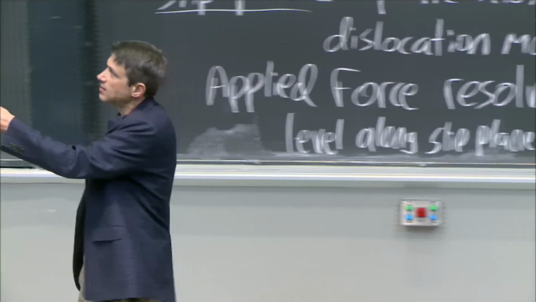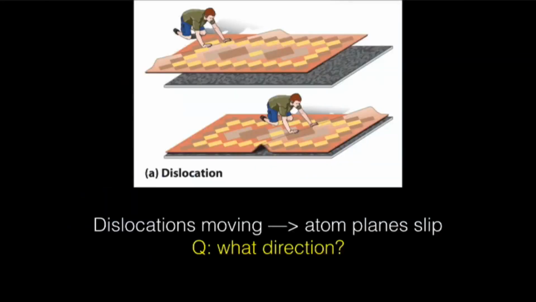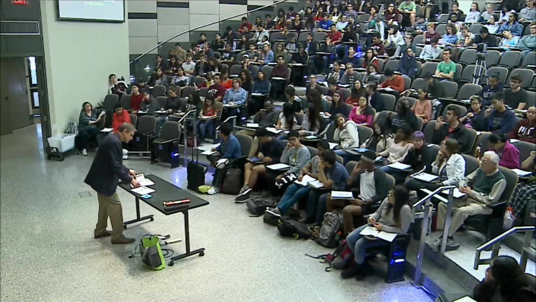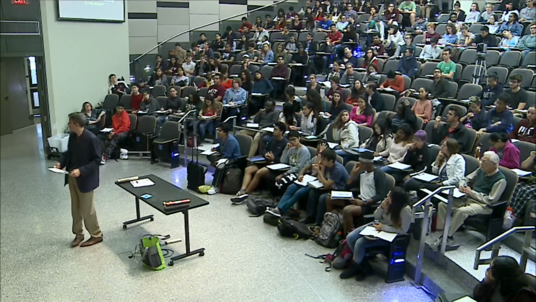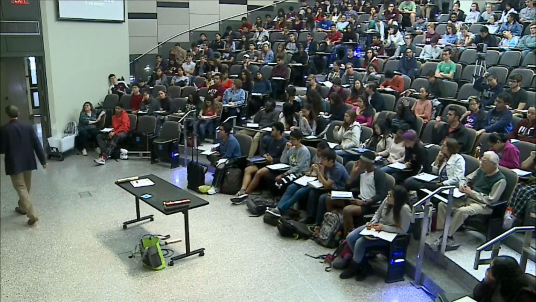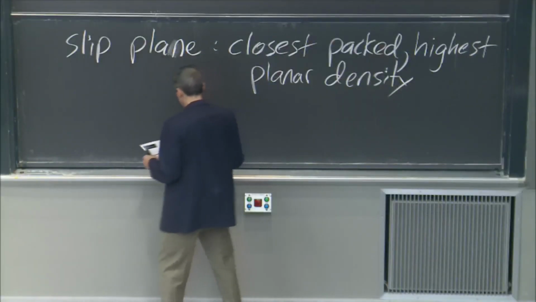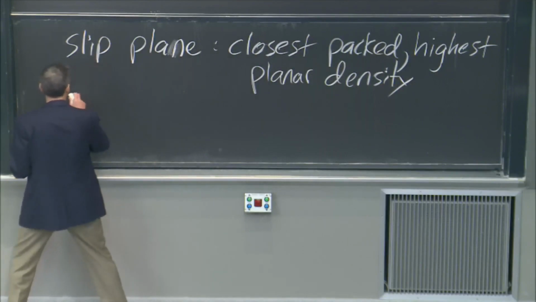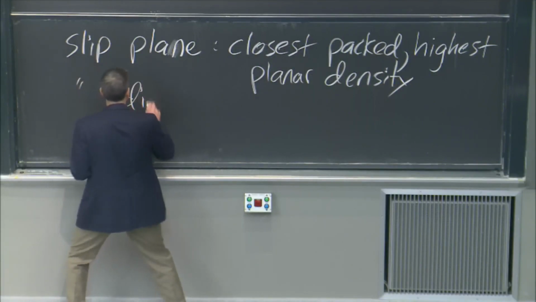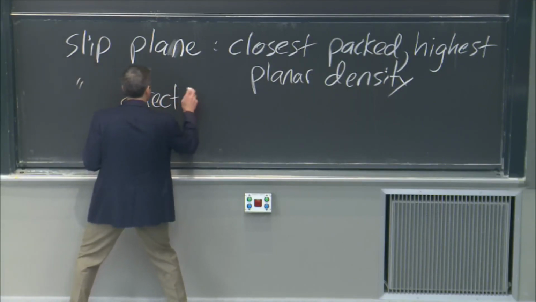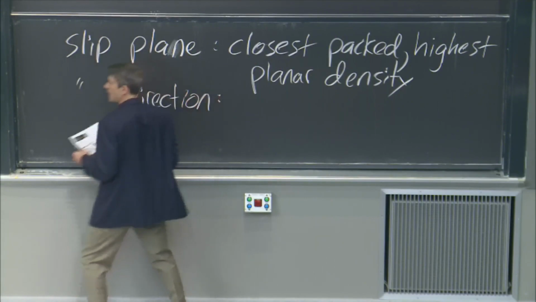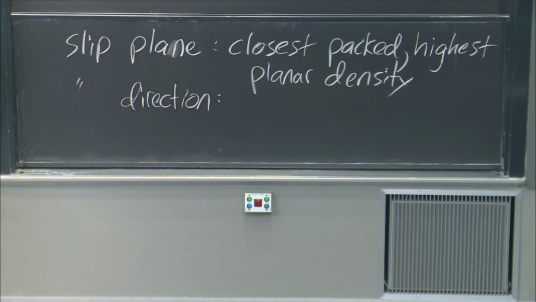We just talked about the plane that it is, but which direction? Which way should you move it? And so this is the second part. You have the slip plane, the closest packed or highest planar density, and you also have the slip direction. The slip direction is the other part. Which way does it go? I've got the closest packed plane. Which way should it go?